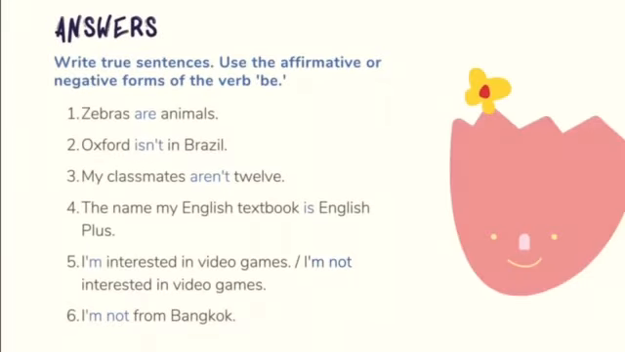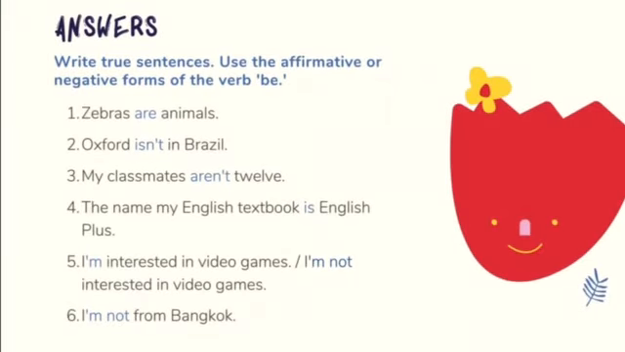So here are the answers. Number 1. If your answer is zebras are animals, then good. Your answer is correct. So why are? This is because you've got a plural noun. See an S there? That means there is more than one zebra.